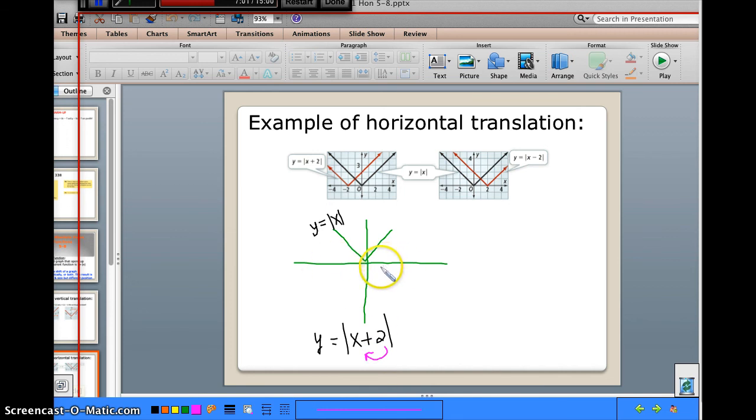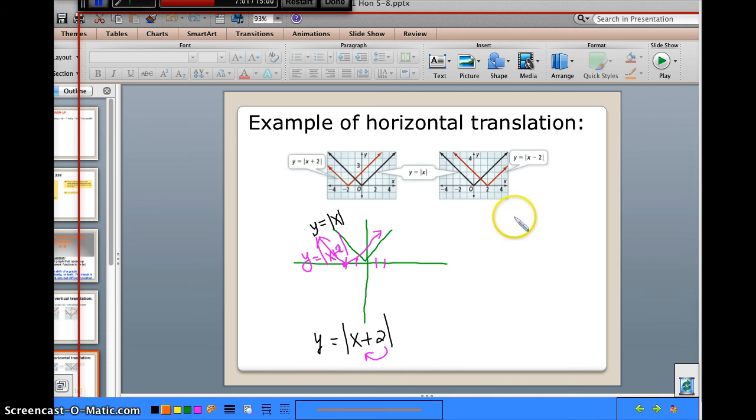Now, here's the tricky part because it goes against common sense. Anytime you do a horizontal movement, shift, translation, it's going to go opposite to what you would think. Because it says plus 2, it's not going to go 2 to the right, positive, which is what we would think. It's actually going to go 2 to the left, negative. So now the v gets shifted this way. And that one is y is equal to the absolute value of x plus 2. That doesn't make as much sense as the vertical, because vertical, if it says plus 2 on the outside, it goes up, minus 2 on the outside, it goes down. However, on a horizontal shift, it does the opposite.